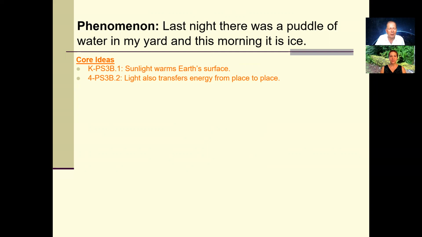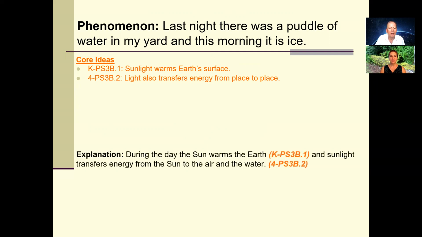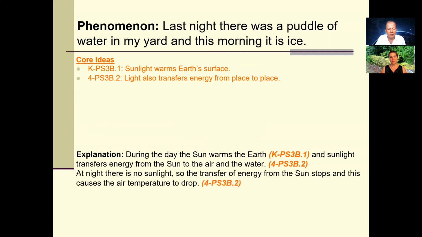So we can use these ideas to do a couple of things already. During the day, we have the sun in the sky. So the sun warms the earth, and that sunlight transfers energy from the sun to the air and the water. And that's that 4th grade core idea. And by extension, at night, there's no sunlight. So this transfer of energy stops, and this causes the air temperature to drop. All right, so what is the consequence or the effect of the air temperature dropping?